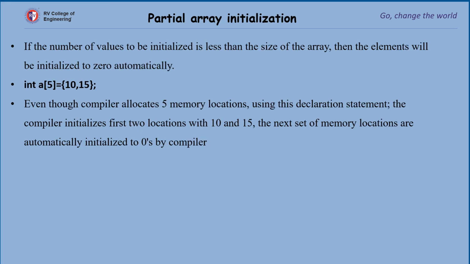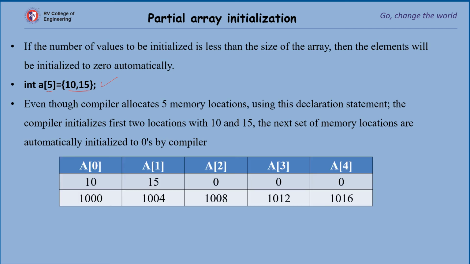Partial array initialization. If the number of values to be initialized is less than the size of the array, then the remaining locations will be automatically filled with zeros by the compiler. Here I have declared the size as 5, but I am initializing only the first 2 elements. So how will this be viewed? It is 10 and 15. The remaining elements are filled with zeros, right? However, if you want to initialize all the elements to 0, you can also do that, as A of 5 is equal to this.